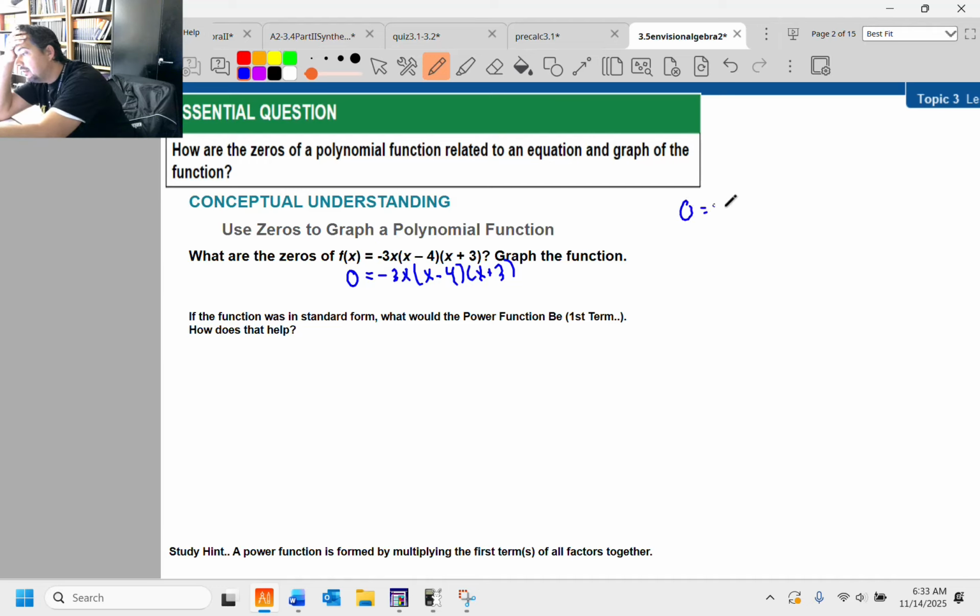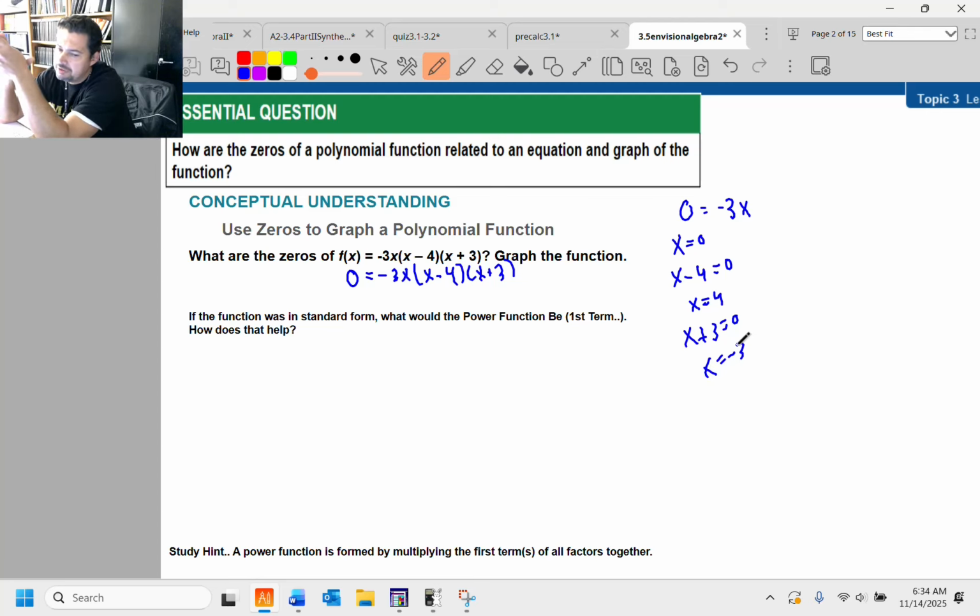I mean, I almost hate wasting time writing this down, but if negative 3x is 0, then x has to be 0. If x minus 4 is 0, well, x has to be 4. And if x plus 3 is 0, again, shifting, x is negative 3. If you hadn't figured this out by this point in the year, you ain't been trying too hard, now, have you?